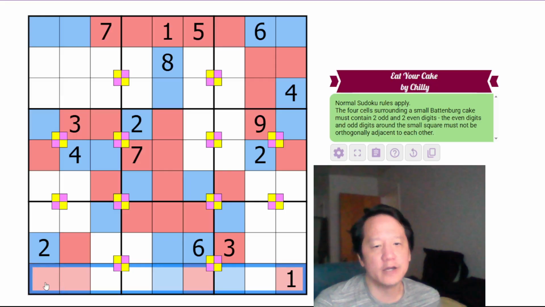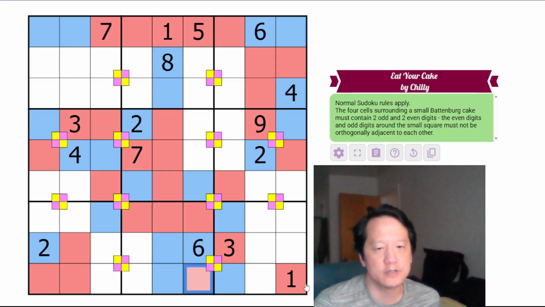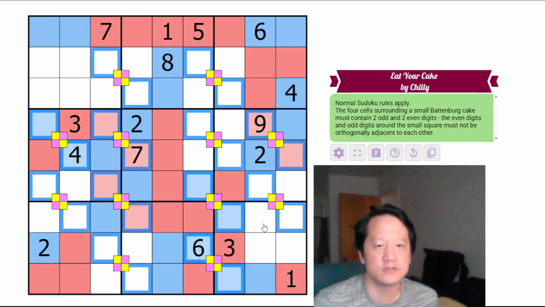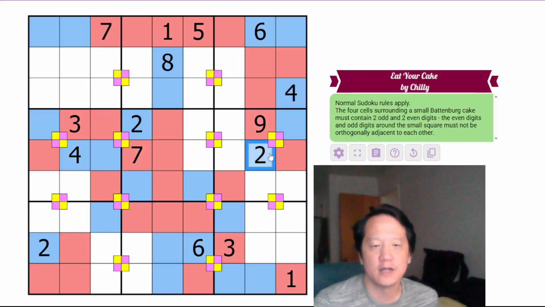In row 9, we are guaranteed 1 odd here because of the Battenberg cake, 2, 3, 4, and 5, which eliminates odds in the rest of the row. So this cannot be odd, that's even. We are guaranteed an even in one of these 2 cells for the Battenberg cake. That gives us 4 evens in column 8, so the rest of the column cannot be even. This is odd.